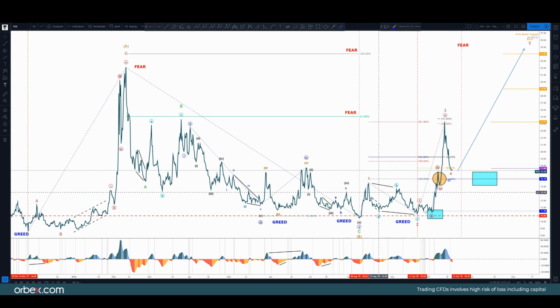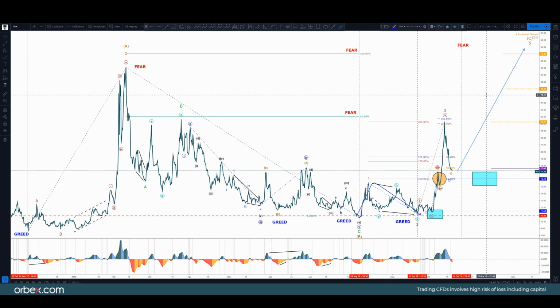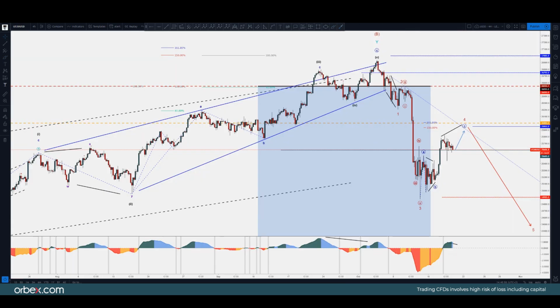However, this thing could be quite dangerous because if this is a 1, 2, and this is actually a 1 and then a 2, then we could be in for a very big spike. I'm not gonna jump the gun right now, but I'm just keeping that possibility in mind.